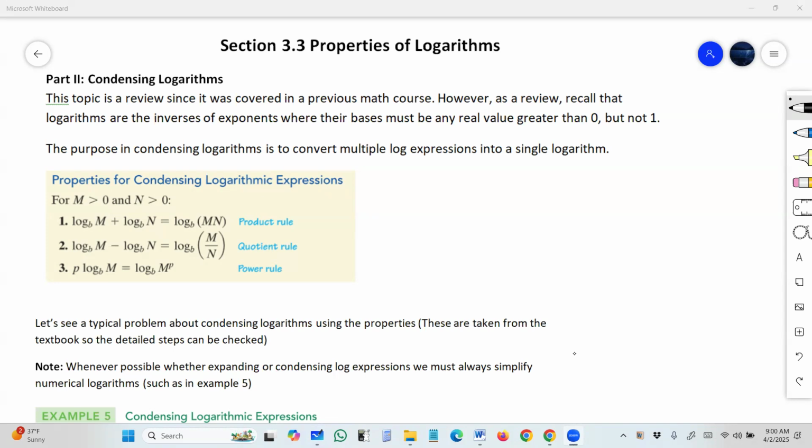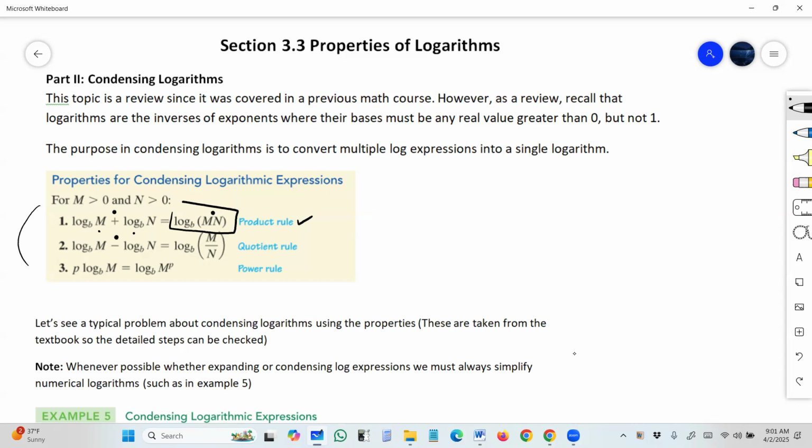So we're still going to use the same three properties that we've seen before, the product rule, now in reverse. You remember from before we had the log of a product on the left side. Now we have it on the right side because we're going to use it to start with multiple log expressions, in this case two, but there could be more, and we're going to condense so that the final answer has a single log expression. So the sum of two logs is the log of the product.